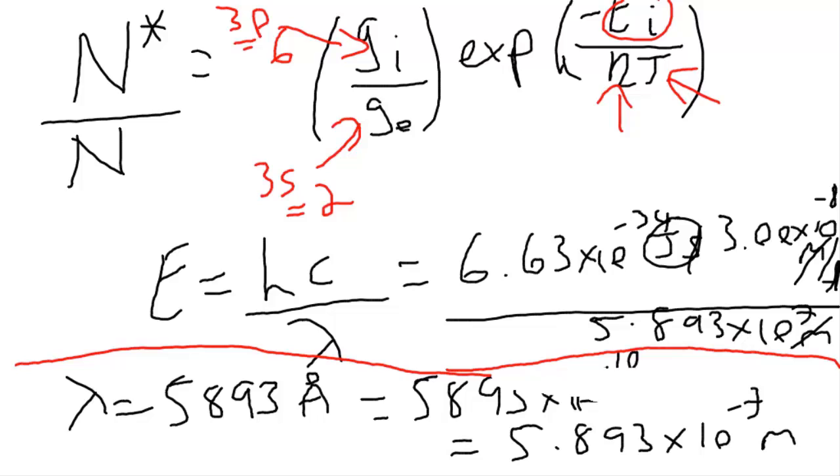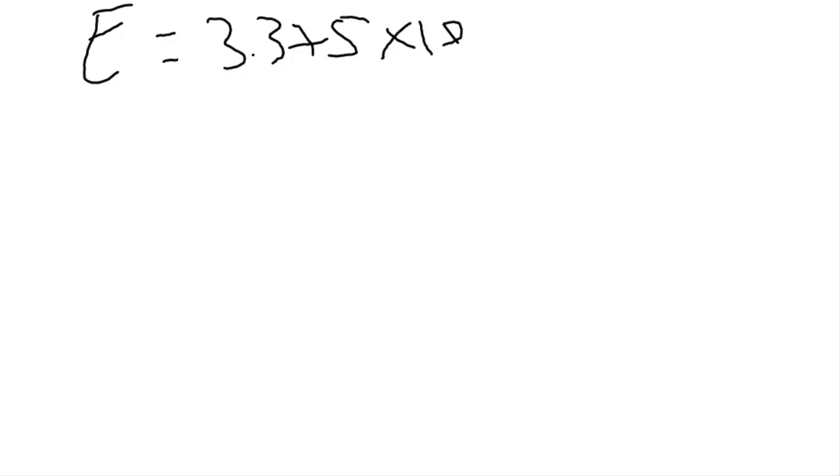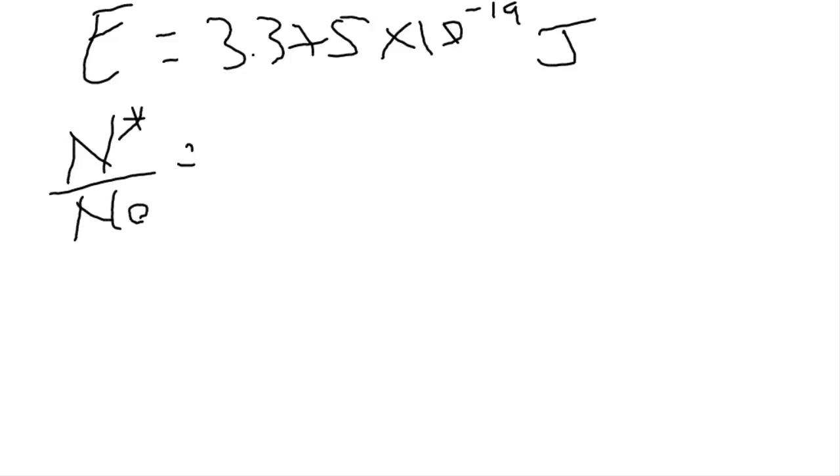So if we do that, we'll find that that energy is 3.375 times 10 to the minus 19 joules. And that's per photon, so we expect it to be a small number. Plug that into the equation, and we'll get statistical values.